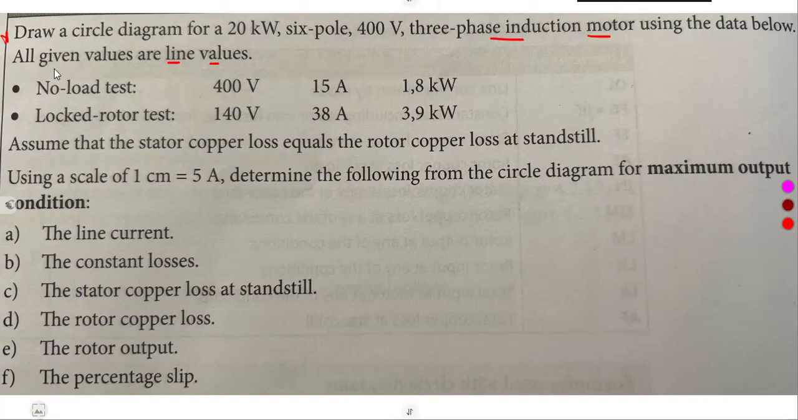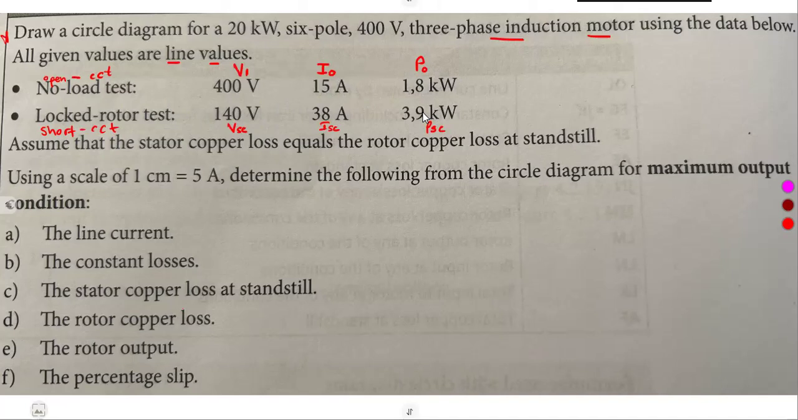So remember what I said, guys, our no-load test simply represents what? An open circuit test. So meaning to say we are given V1, we are also given the current at no load, then the power at no load. The locked rotor test represents the short circuit test. Meaning to say we have got the voltage for the short circuit, we have got the current for the short circuit. We also have the power for the short circuit.